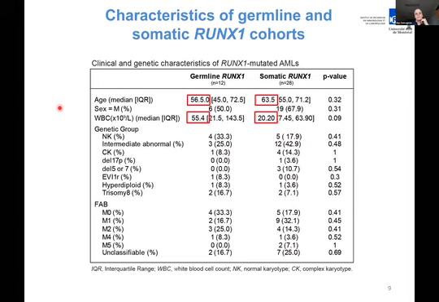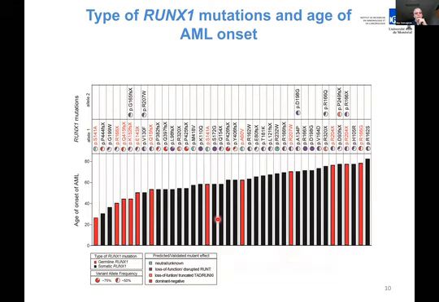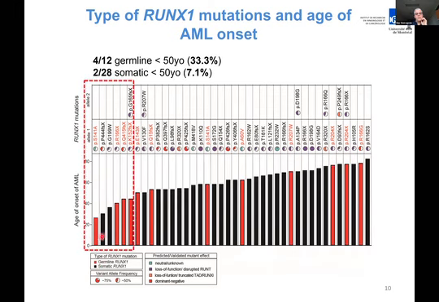And as you can see, when you look at some of the characteristics, the germline patients had a non-significant tendency to be a bit younger, with higher white blood cell counts, but the rest was basically pretty much the same, both in terms of genetic groups, FAB, etc. Now, when you look at age of AML onset versus the type of mutation, the germline being in red in this bar graph, and the somatic ones being in black, you immediately see that there was a strong tendency for those that are younger than 50 years old to be germline, whereas those that are older to be somatic.